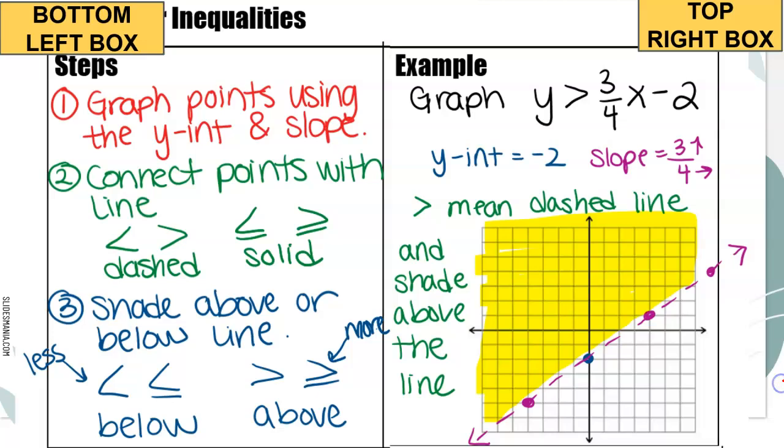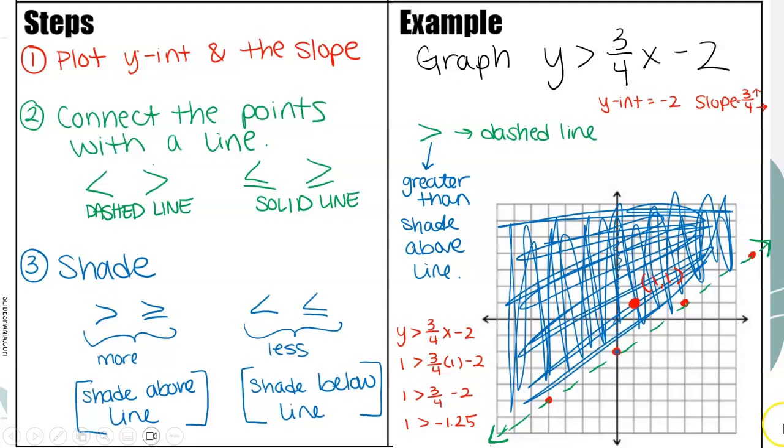Now, the points that are on the line, oh, it will not write. The points that are on the line, because it is dashed, are not solutions, but anything in the shaded region would be.